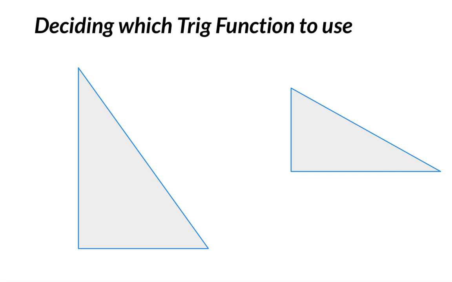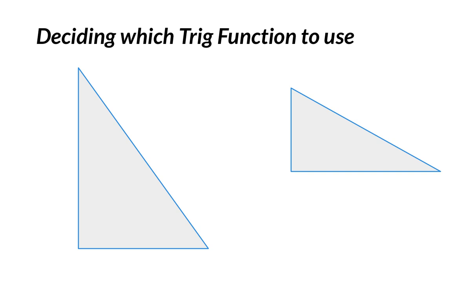Let's talk about how to decide which trig function is the correct one to use. So let me start with just writing down that helpful way of remembering: SOH-CAH-TOA, which remember is sine equals opposite divided by hypotenuse.